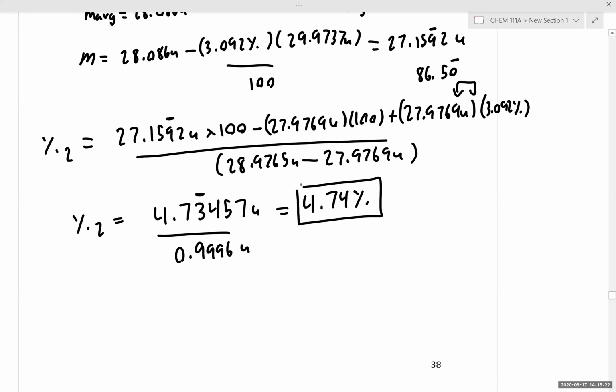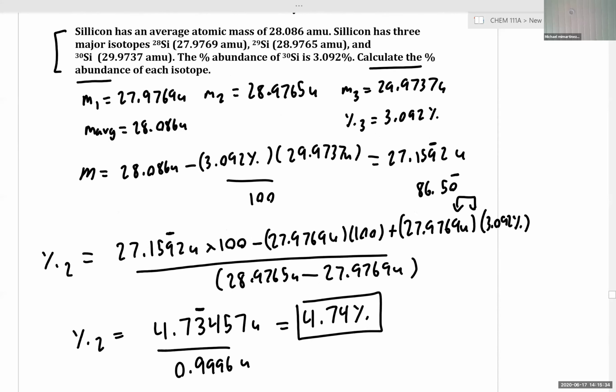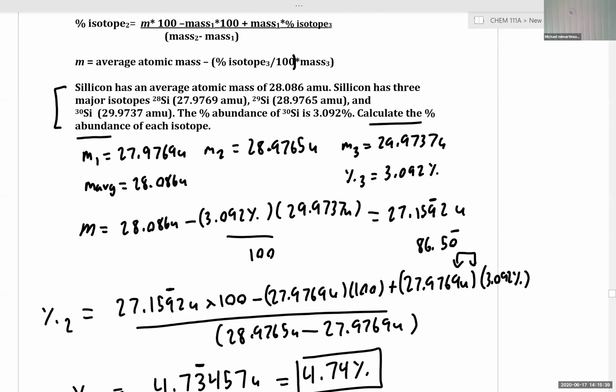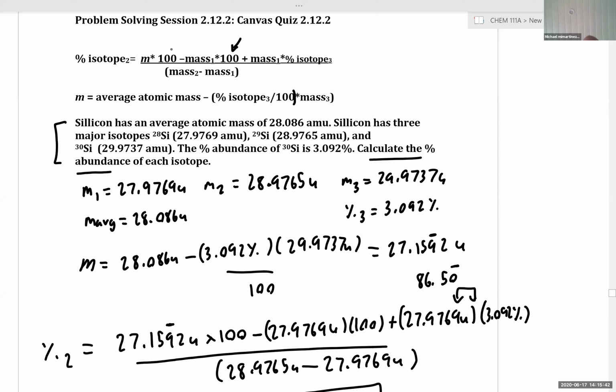Okay. Why did you multiply the third isotope by the 3.092% and not 100? Oh, because in our equation, all the way up here, notice how the first 2 masses are multiplied by 100, while the mass of isotope 1 is multiplied by the percentage of isotope 3. This is just so then we use whatever the given percentage is to find the rest of it. Yep, exactly. Okay.